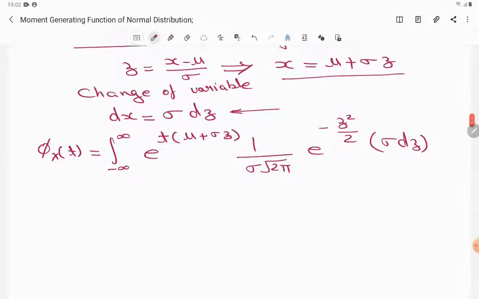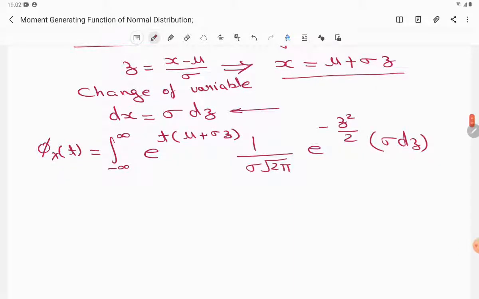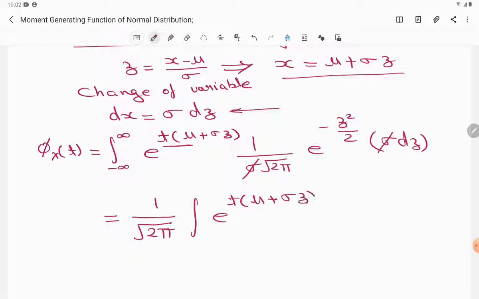Now you can see I have sigma in the numerator also and in the denominator also, so I can cancel it out. And you can also see that 1 by root 2 pi is kind of constant, and therefore I can take it out. So let me take out first root 2 pi over here. And what else is constant? You can see I have e power t mu over here, this first term. Okay, let me write it like this first, and I will do it in the next step, so that it is clear to all of you. So this is what I need to evaluate.